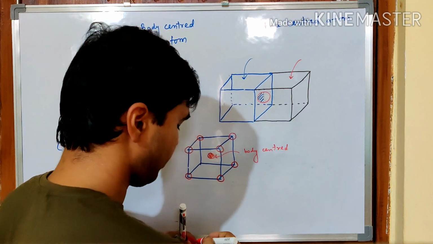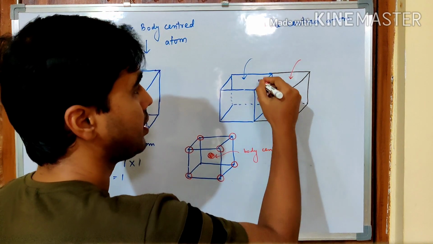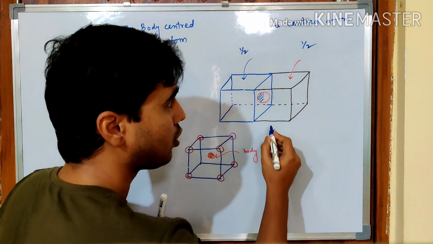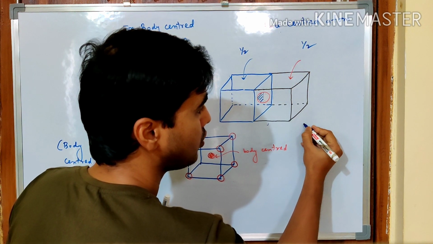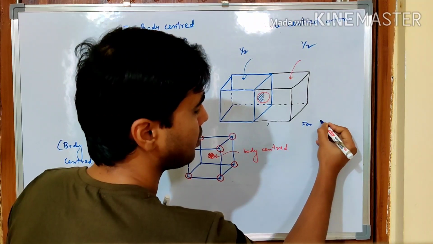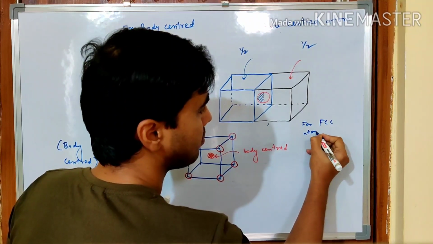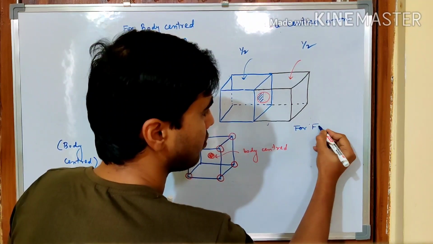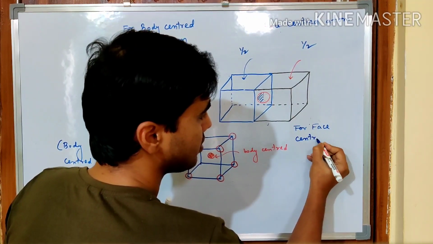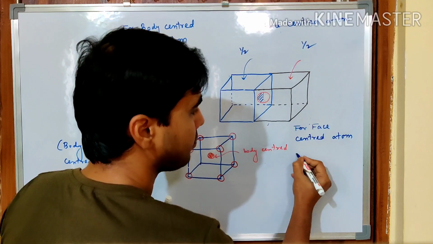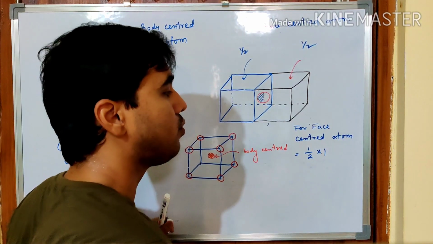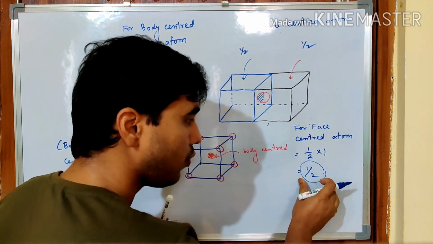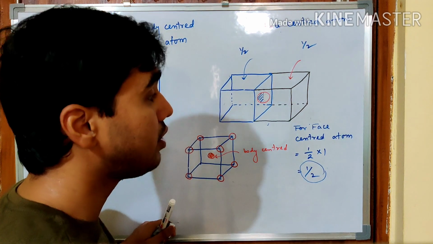So it is going to be divided here. Half part is here, here also half part. So the contribution for a face centered atom, for an FCC atom, or rather for a face centered atom, the contribution is half into 1. That means for one atom, half of its portion will be within a particular unit cell.